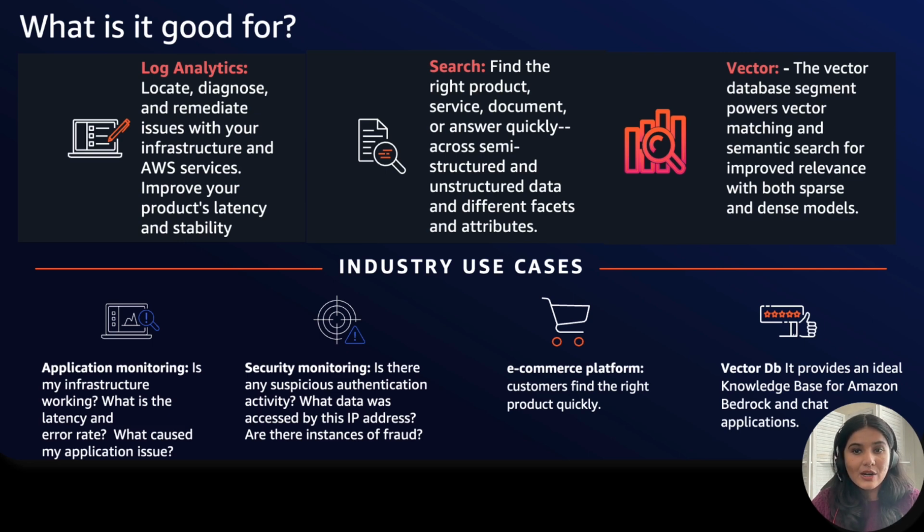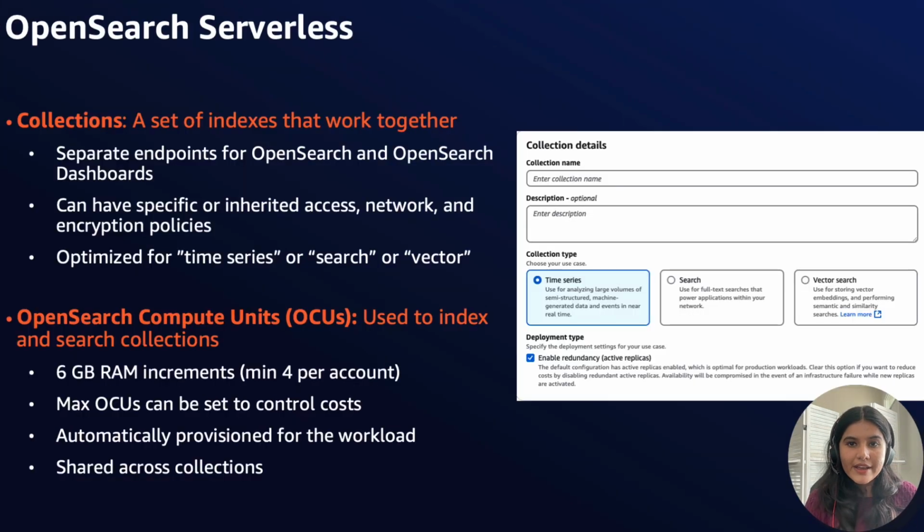And lastly, it also supports as a vector database which powers vector matching and semantic search for improved relevance with both sparse and dense models. This provides as an ideal knowledge base for Amazon Bedrock and for generative AI applications which includes chatbots, personal assistants, and fraud detections. Within Amazon OpenSearch Serverless, you have something called collections.